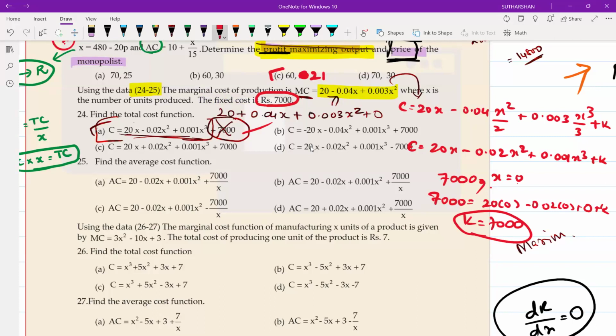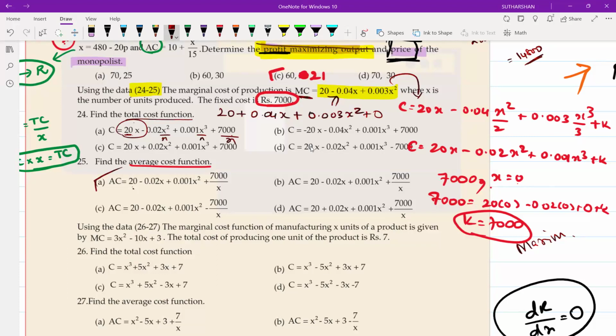What is question number 25 asking? They are asking average cost. We already found the total cost. From that, we will divide. Divide everything by x: 20x by x is nothing but 20. So my answer is what? Option A. A is my answer. Kindly check it again. Whether it is right? Yes. Option A is my answer.